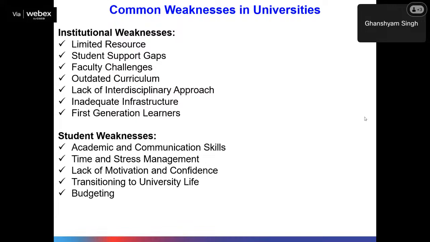The first generation learners, that is the students who come into the first year, are not following effective strategies to learn about the approach they are using as part of their OBE program. Then some of the student weaknesses which are very common amongst the universities. Some of the students are lacking in academics and communication skills, while their mark sheets are showing good grades. Time and stress management is also not available with the students.